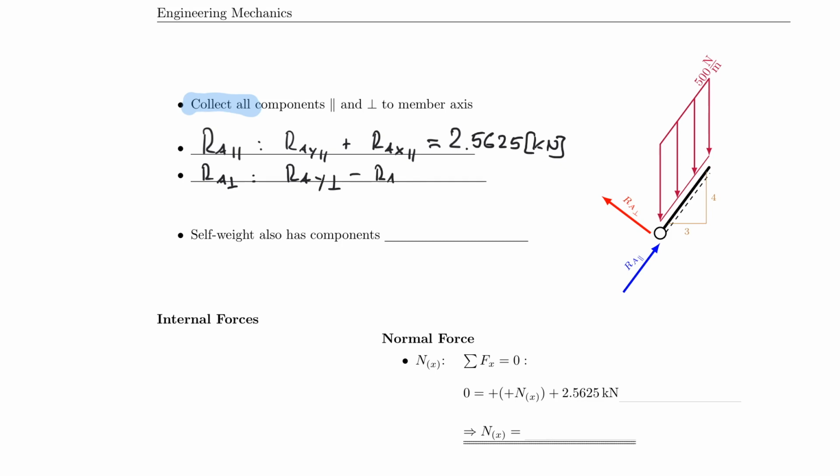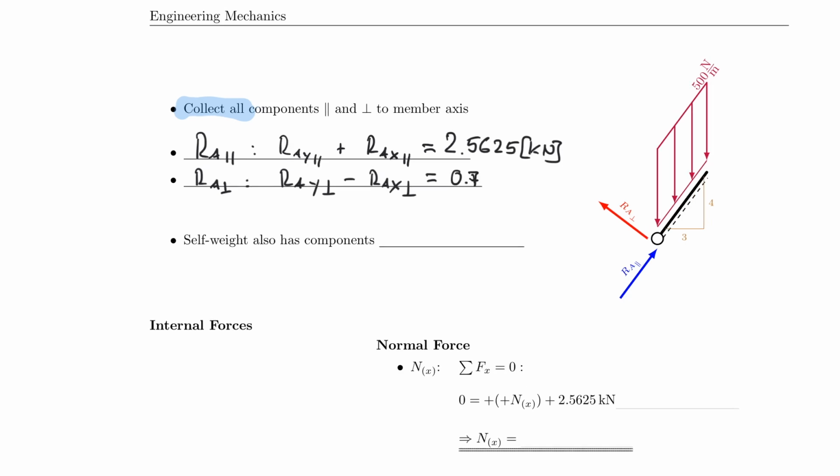minus RAx perpendicular. And that is because they were acting opposite to each other. So one of them forces the other one to lose some intensity, if you will. However, they actually turn out to be 0.75 kilonewton.